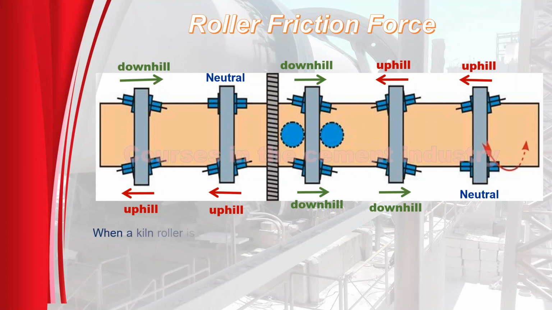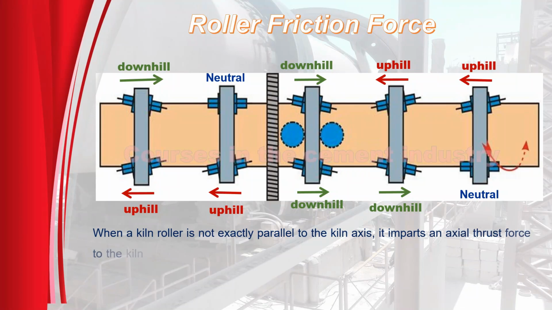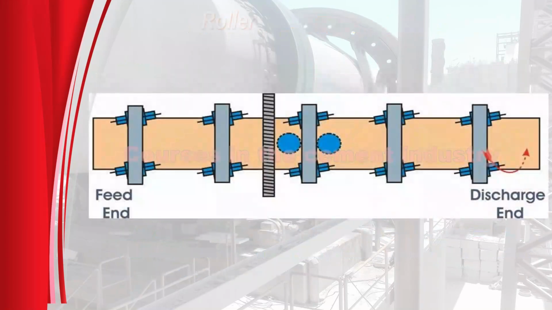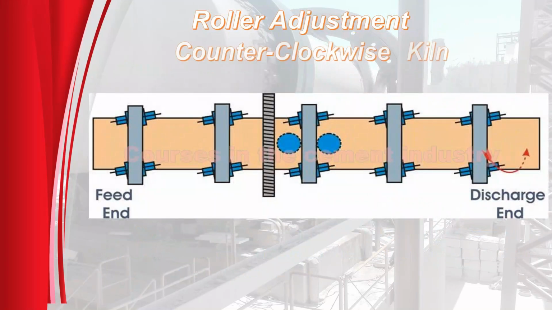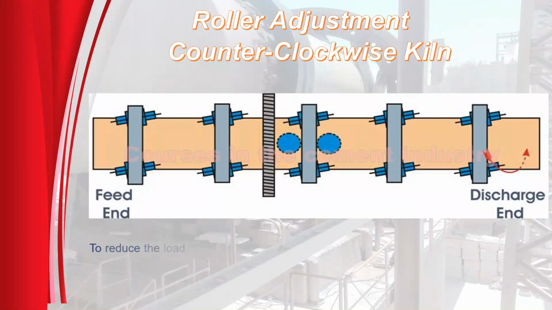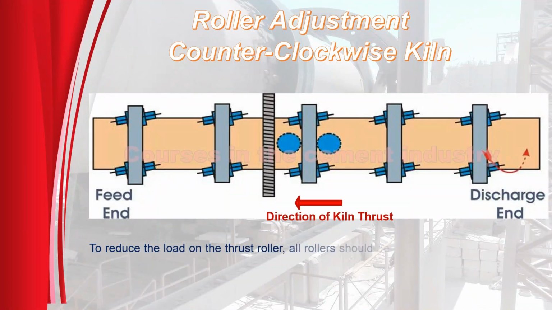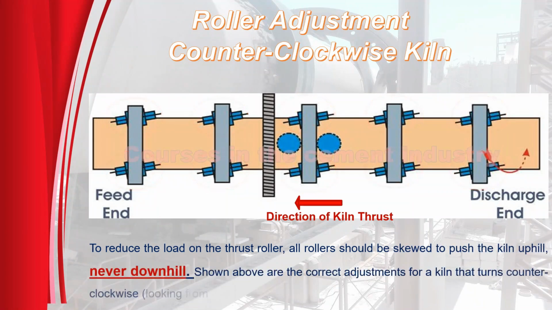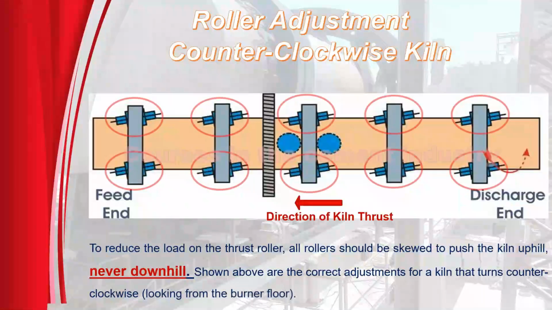When a kiln roller is not exactly parallel to the kiln axis, it imparts an axial thrust force to the kiln. The direction of this force, uphill or downhill, depends on how the roller is skewed, and on the direction of kiln rotation. This figure shows the roller adjustment for a counterclockwise kiln. To reduce the load on the thrust roller, all rollers should be skewed to push the kiln uphill, never downhill. Shown above are the correct adjustments for a kiln that turns counterclockwise, looking from the burner floor.